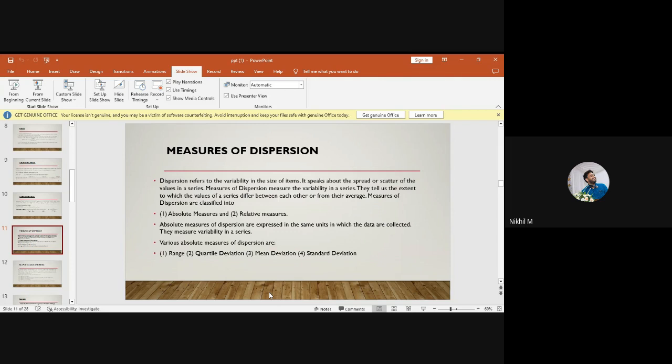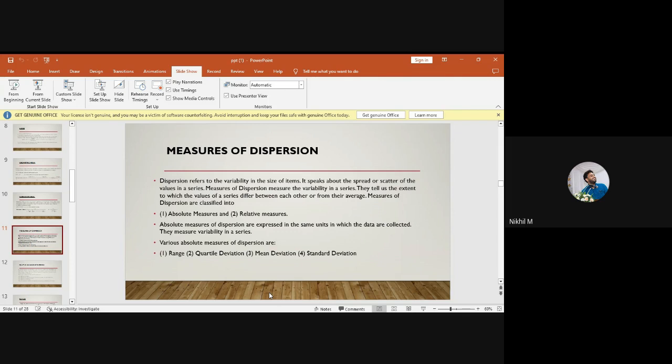It measures how variable a series is, and tells us to what extent the values of a series differ from each other and from their average. Measures of dispersion are classified into two. The first one, absolute measures of dispersion. The second one, relative measures of dispersion.